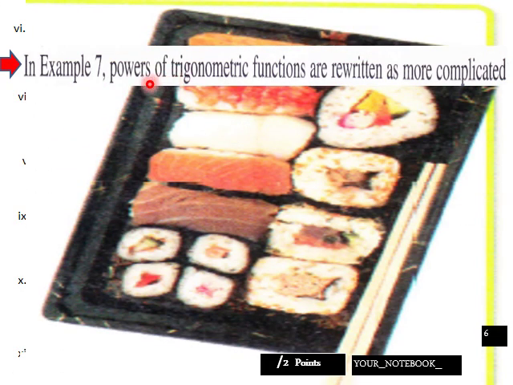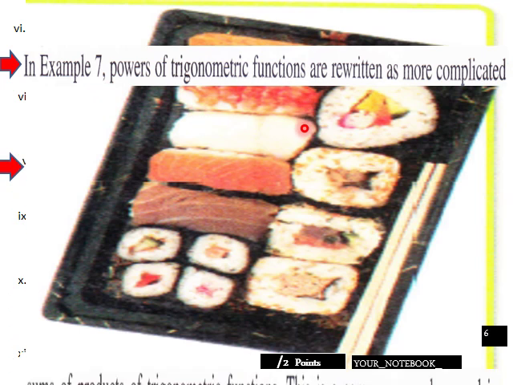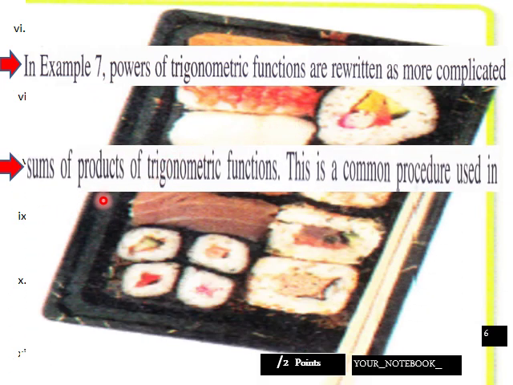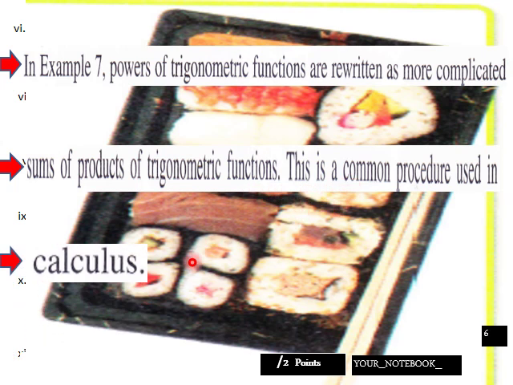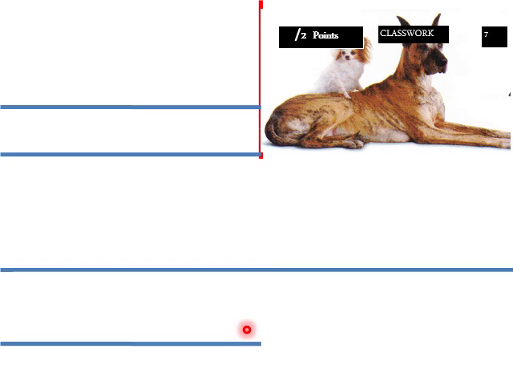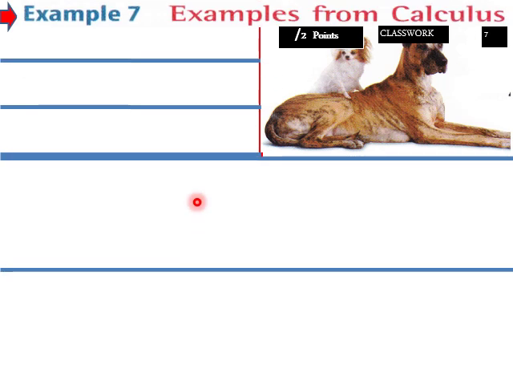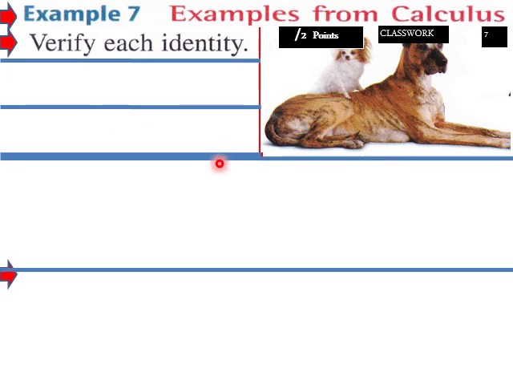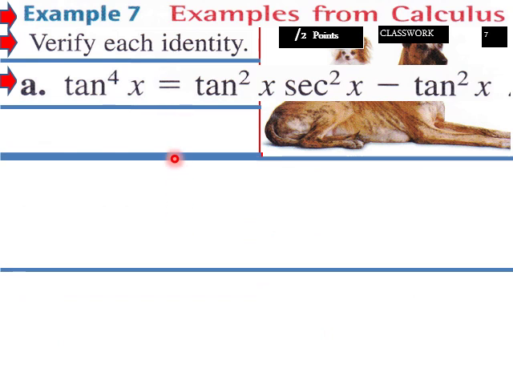In your notebook, students, in example 7, powers of trigonometric functions are rewritten as more complicated sums or products of trigonometric functions. This is a common procedure used in calculus. So when you take your calculus, you'll have this background that you can use better in that course. So, for example, examples from calculus, verify each identity.